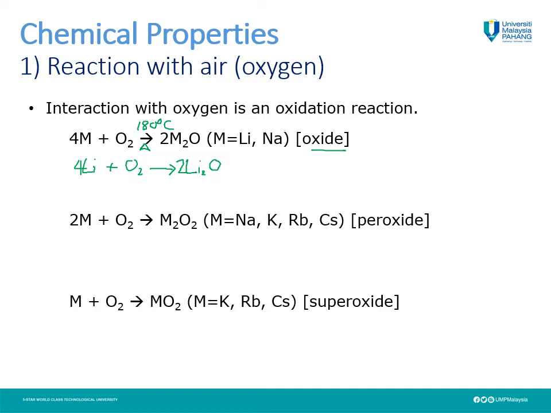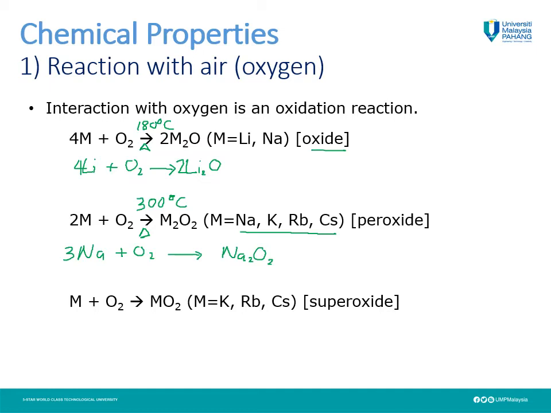The second reaction is to form peroxide. For this one, the reaction needs to be heated at a temperature of around 300 degrees C. The elements suitable for this reaction are sodium, potassium, rubidium, and cesium. Let's say we take sodium as an example. Two mole of sodium reacted with 1 mole of oxygen, forming 1 mole of sodium peroxide.